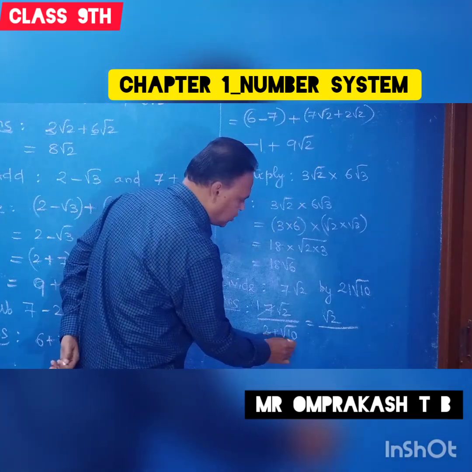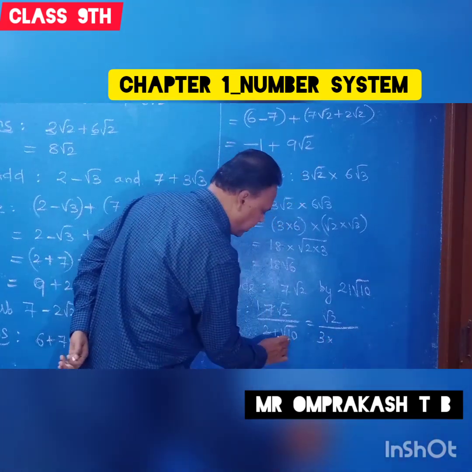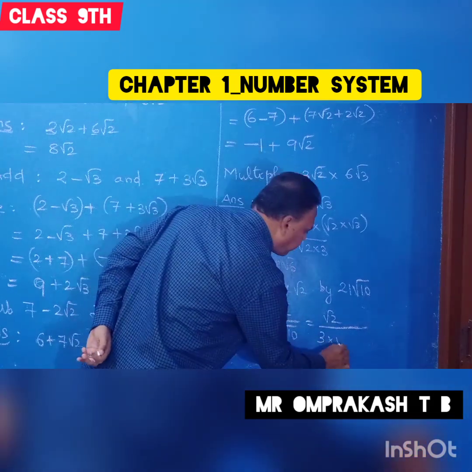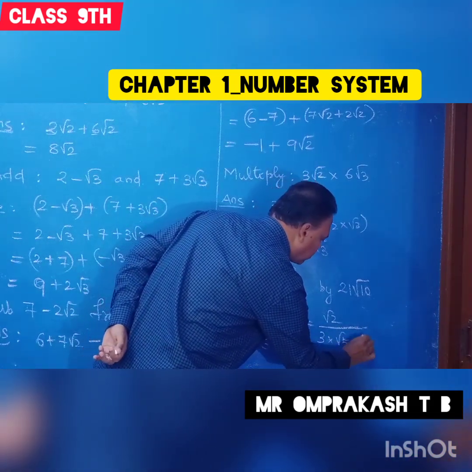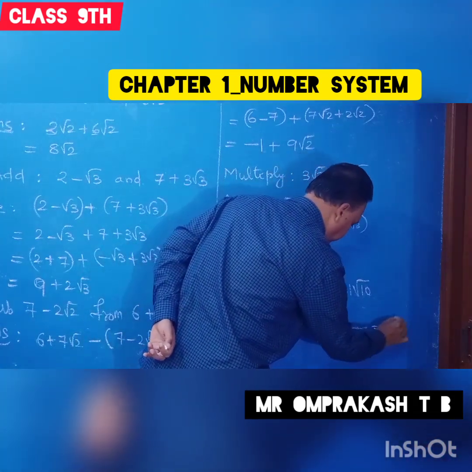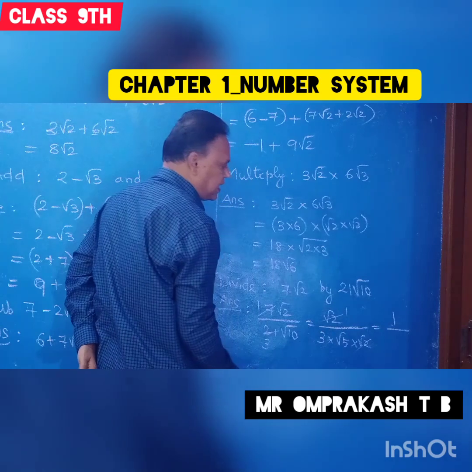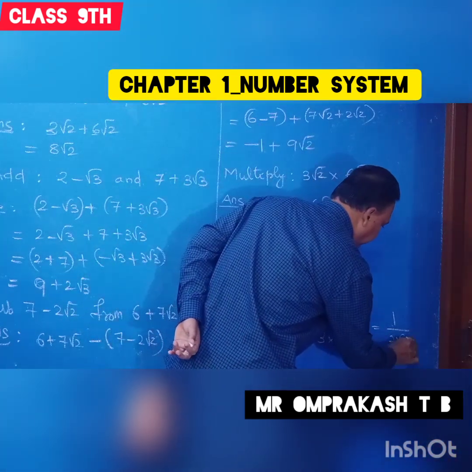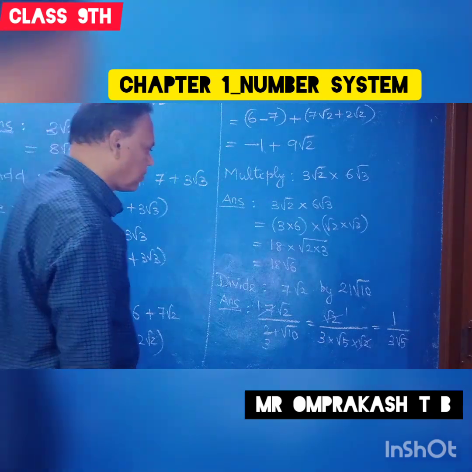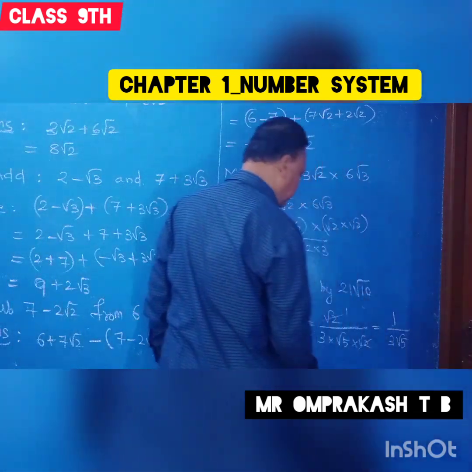This root 10 you can split. 3 you write as it is. Root 10 can be written as 10 is 5 into 2, so you can write it root 5 into root 2. So it will be cancelled. So that is equal to 1 by, numerator already 1 is there, 1 by 3 root 5. Clear? So like this you have to divide.